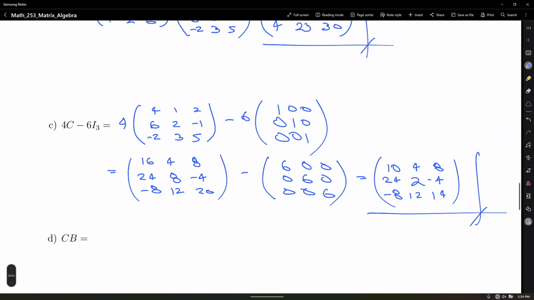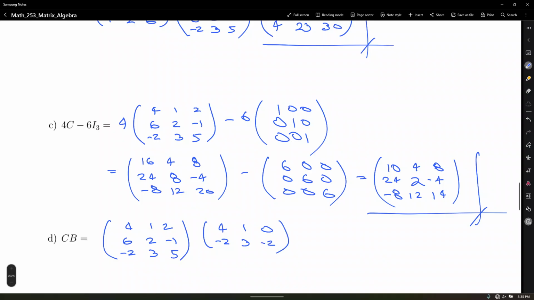All right, what about letter D? They're asking us to multiply C times B. Oh, wait. No. C is 4, 1, 2, 6, 2, -1, -2, 3, 5. And multiply that by what's matrix B? Isn't that 4, 1, 0, and -2, 3, -2?